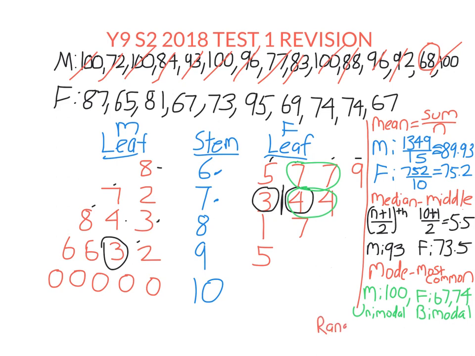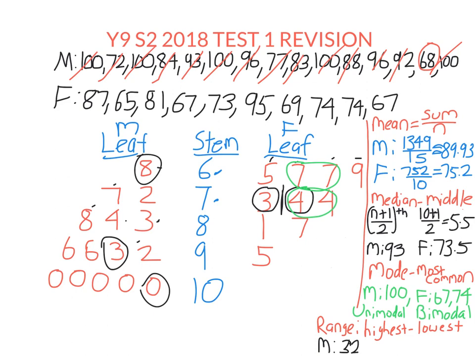So the range is different to the other 3. Mean, median, mode are measures of central tendency. The point of them is to tell you about the center of the data, what a normal score is. But the range is a measure of spread. It is the highest minus the lowest. Make sure you don't do lowest minus highest, or you'll get a negative number. Range is always a positive number. So for males, the highest score is 100, the lowest score is 68. 100 minus 68 just gives you 32.